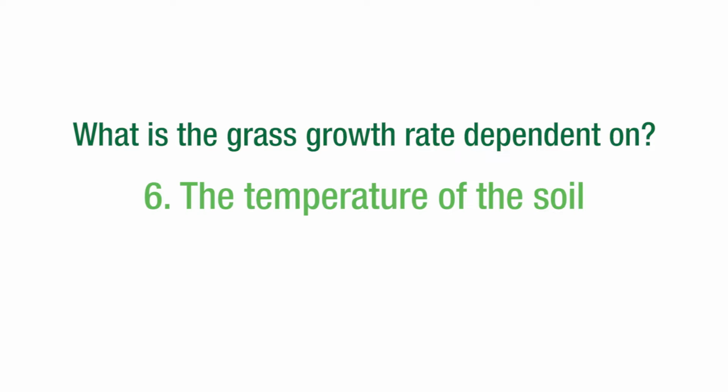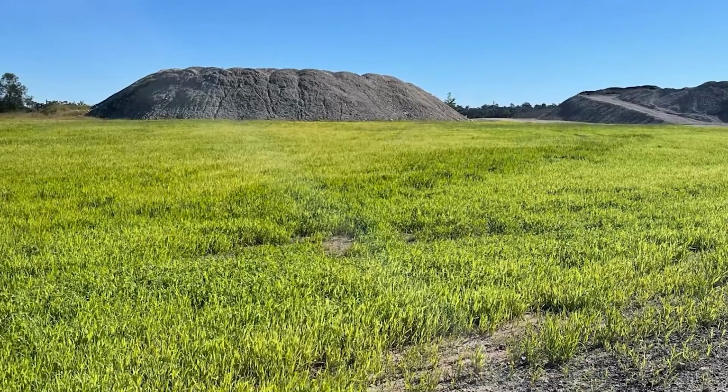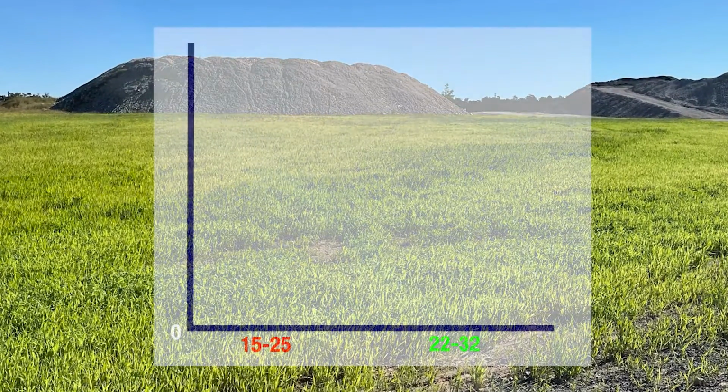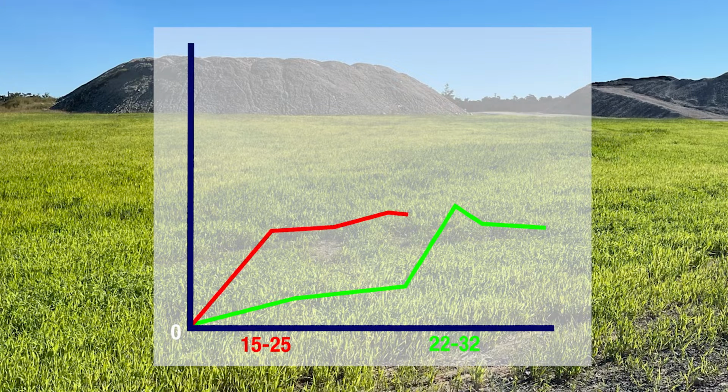And last but not least, the temperature of the soil. The temperature of the soil is an important factor to consider for both warm season grasses and cool season grasses. For warm season grasses to germinate and continue growing, temperatures of between 22 and 32 degrees Celsius are favourable. For cool season grasses to germinate and continue growing, temperatures of between 15 and 25 degrees Celsius are favourable.